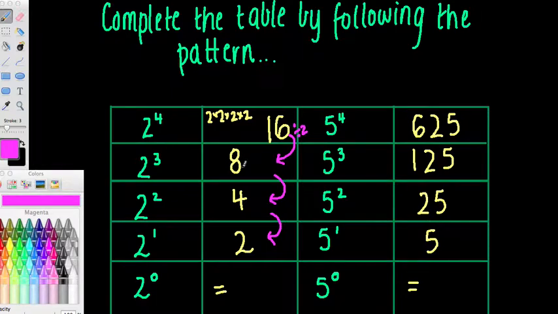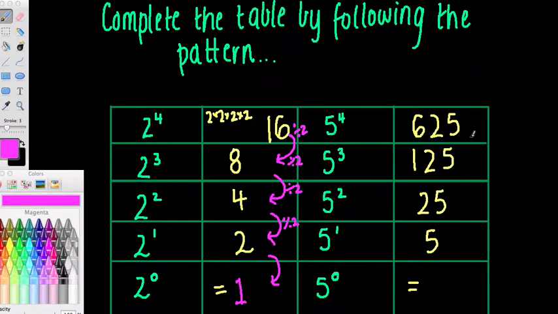16 divided by 2 is 8. 8 divided by 2 is 4. 4 divided by 2 is 2. So to complete this pattern down to here, what do you think we should do? We should divide by 2 again. 2 divided by 2 is 1.